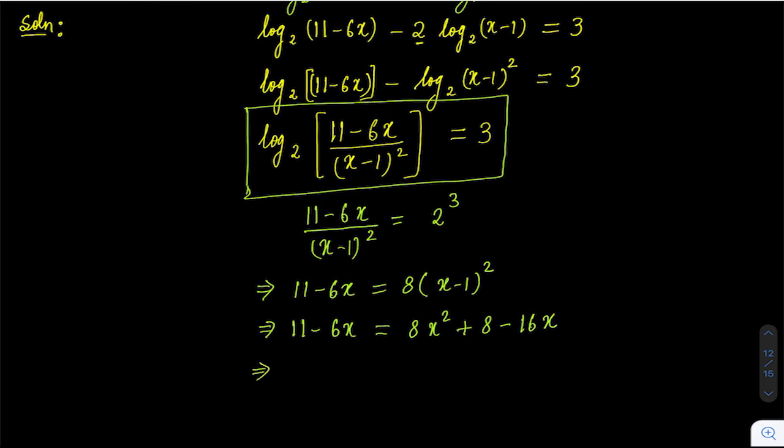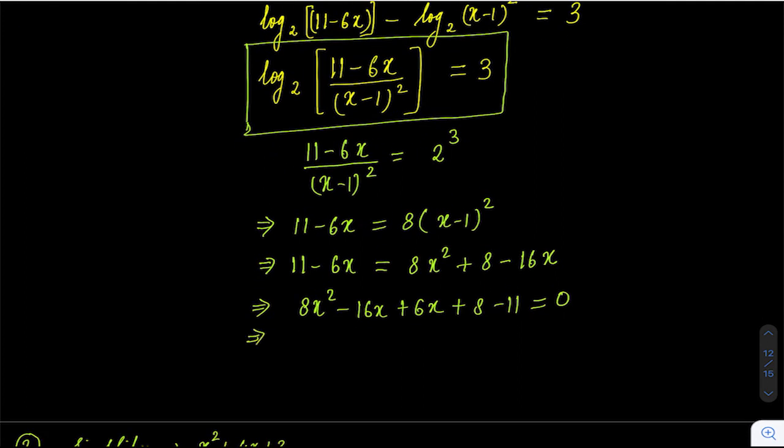Let's bring everything on one side. Let's bring everything on the right side. So I will get 8x square and this minus 6. Okay, let's first write this so that there is no confusion. I mean, you can solve this in any way you like. So this will be 8x square minus 10x minus 3 equals 0. Now we have a quadratic.